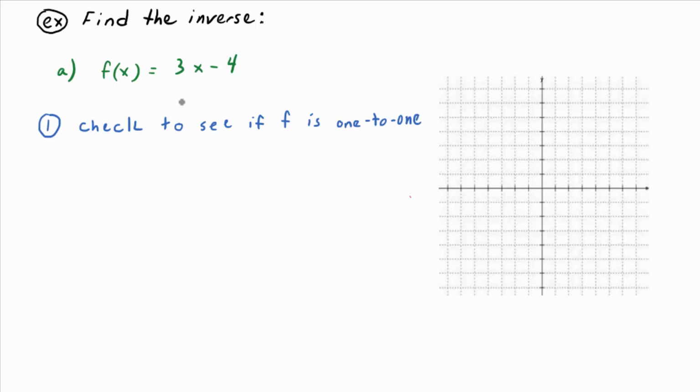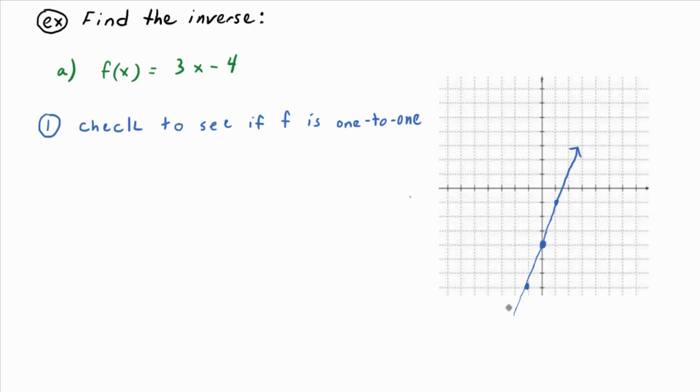What's the y-intercept? -4, so 1, 2, 3, 4 on the y-axis, down. And then what's the slope? 3, so up 3 over 1. 1, 2, 3 over 1. Or you could go down 3 and left 1. And you don't have to have a great graph here, so I'm not going to get out my straight edge tool.